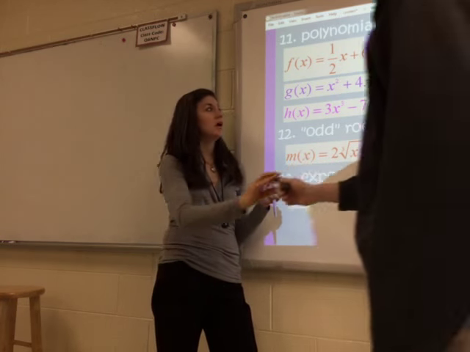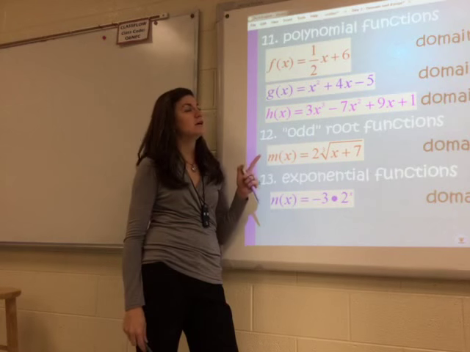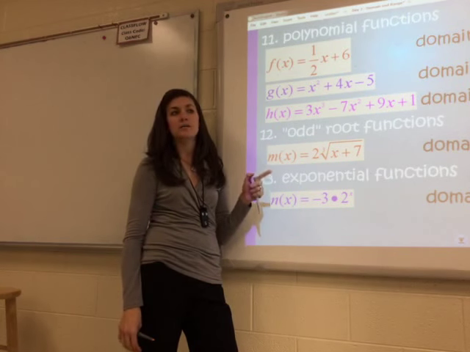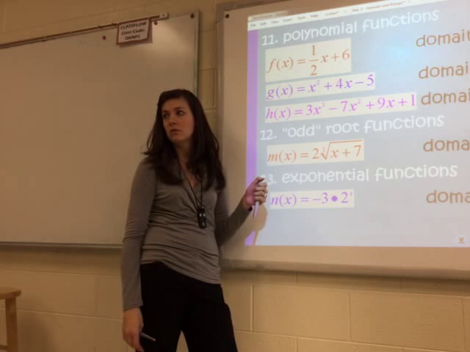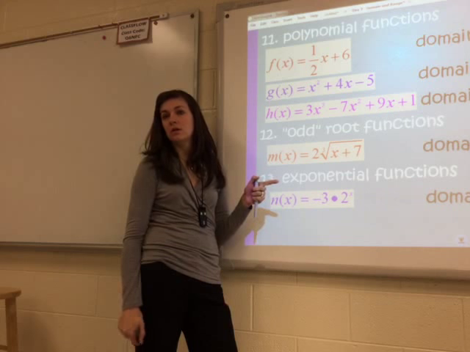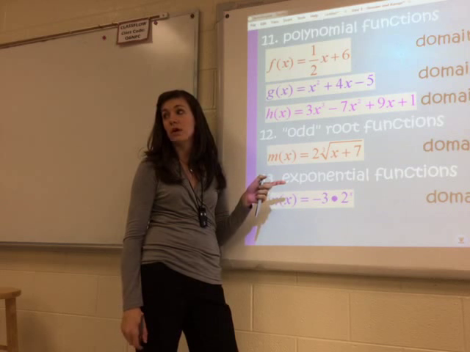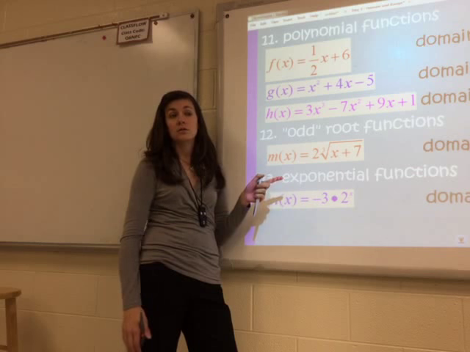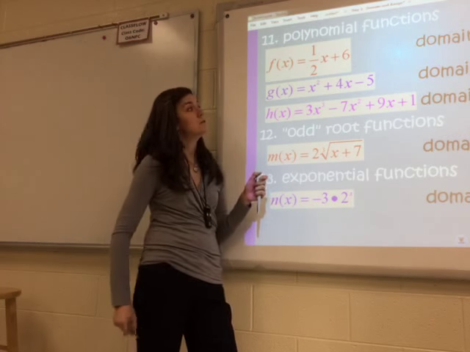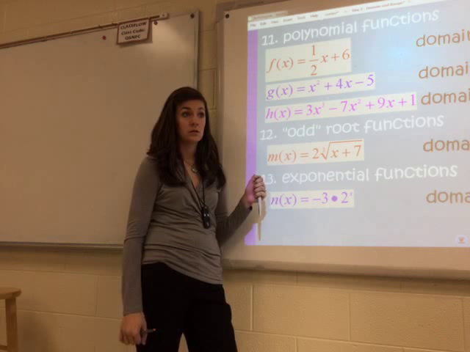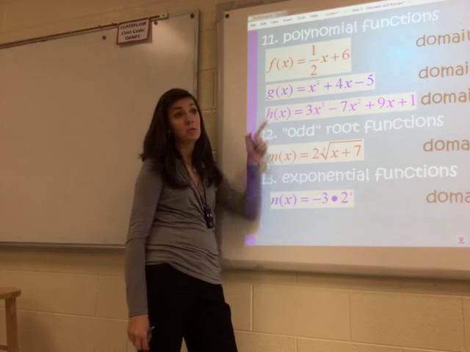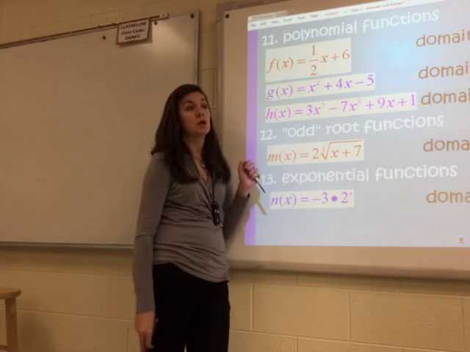Are there any lines that have a domain restriction? No. In the linear functions family, there are none that have domain restrictions. What's the one that has the range restriction? The horizontal line, yes. A horizontal line has a range restriction. Doesn't a vertical line have a domain restriction? Yes, but it's not a function. Remember we talked about that? We're just talking about functions here.